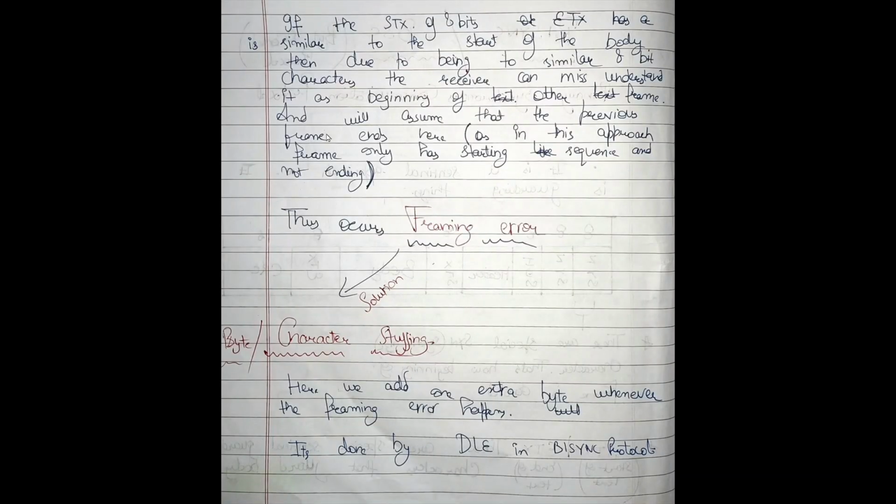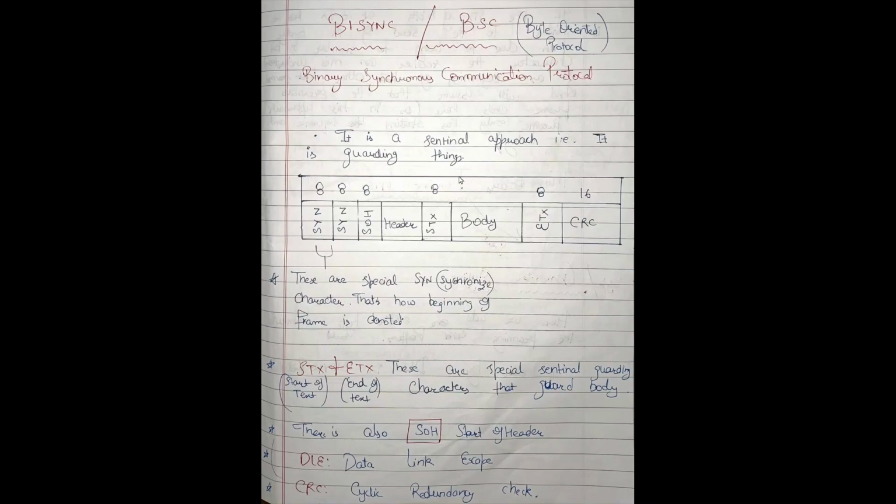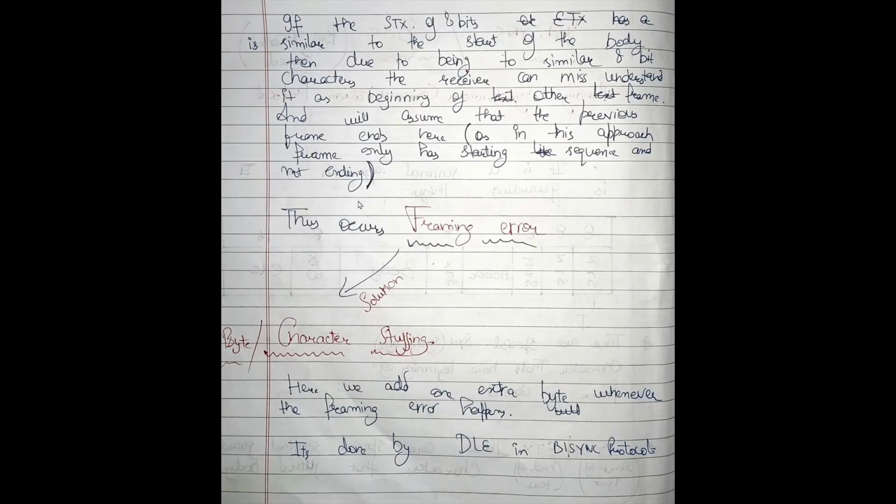Now, how does a framing error occur in the BISYNC protocol? We're going to look at that. If the STX of 8 bits is similar to the start of the body, then due to being two similar 8-bit characters, the receiver can misunderstand it as the beginning of another frame and will assume that the previous frame ends here.